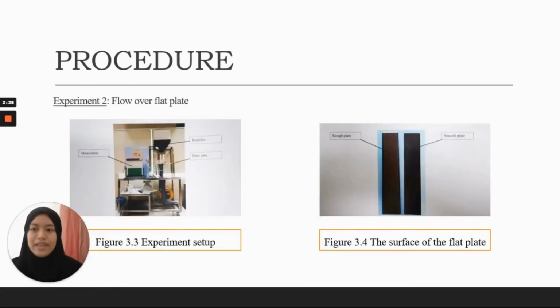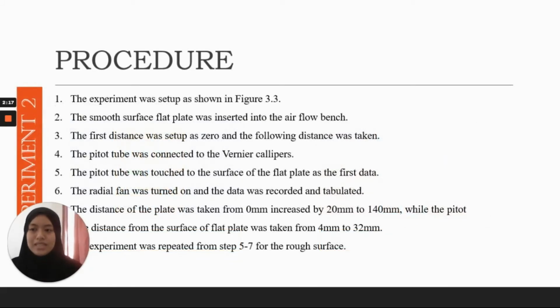Next, we have experiment 2, which is flow over flat plate. This is figure 3.3, which is the experiment setup for experiment 2. And we have figure 3.4, which is the surface of the flat plate. We have two different surfaces, which is rough and smooth plate. This is the procedure for experiment 2.